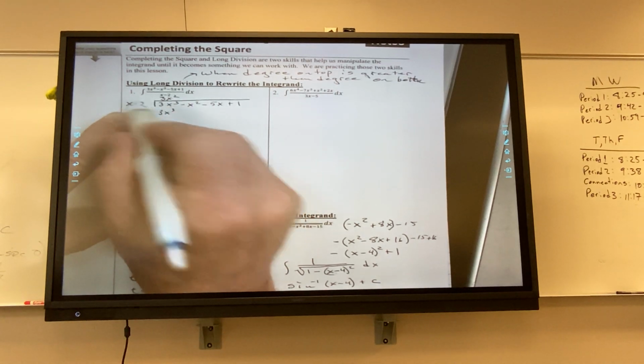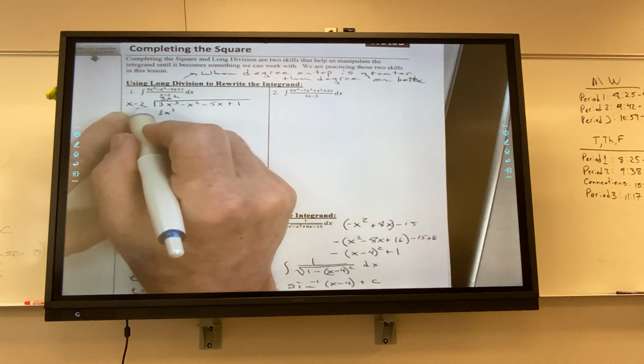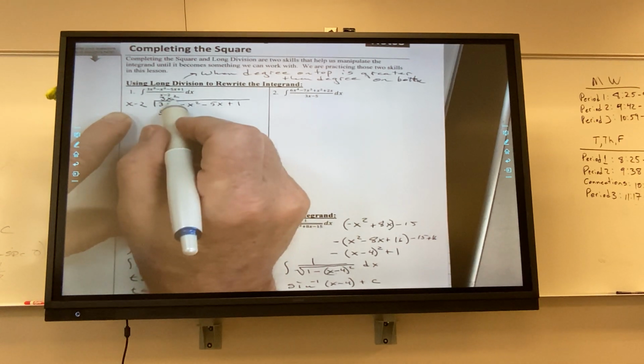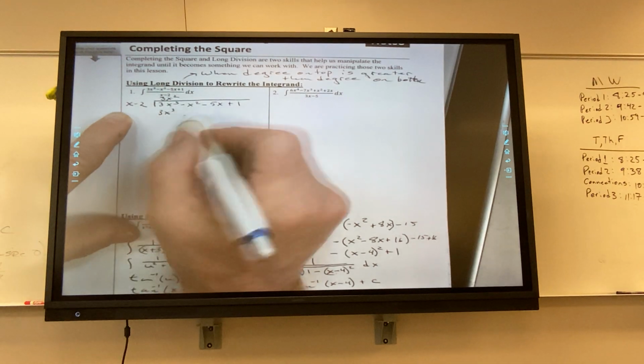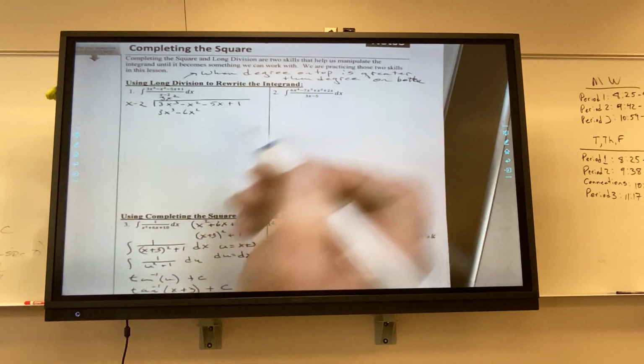But this is a binomial. So I've got to multiply the minus 2 by the 3x squared also. And I get a minus 6x squared. Everybody cool on those two terms?